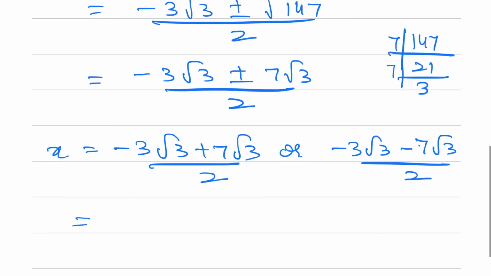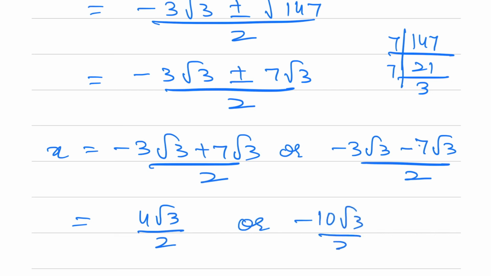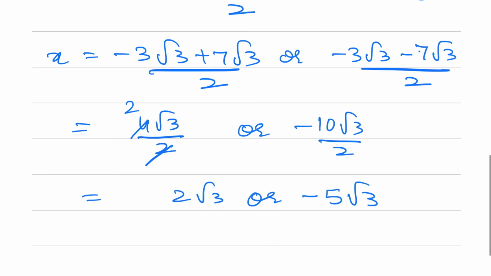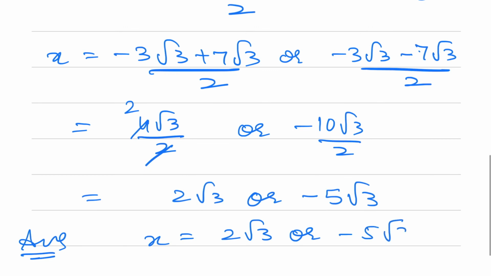So we have this as 4 root 3 by 2, or this is equal to minus 10 root 3 by 2. Then this becomes 2. So this is equal to 2 root 3 or minus 5 root 3. So answer, x is equal to 2 root 3 or minus 5 root 3. Both ways we are getting the same answer.